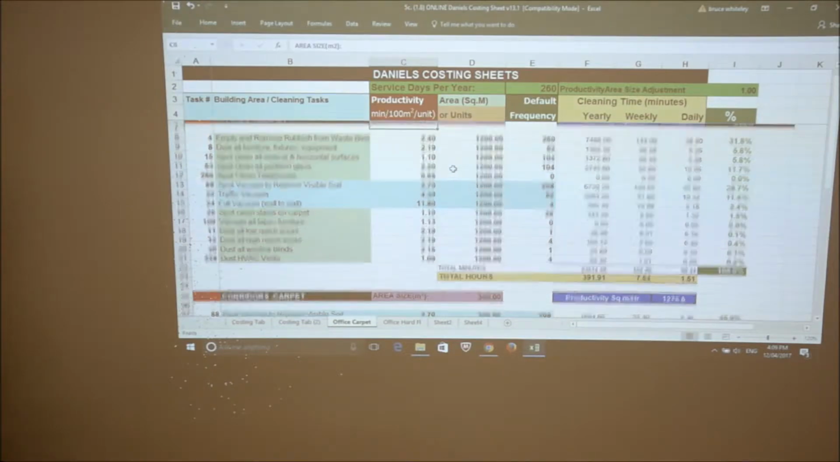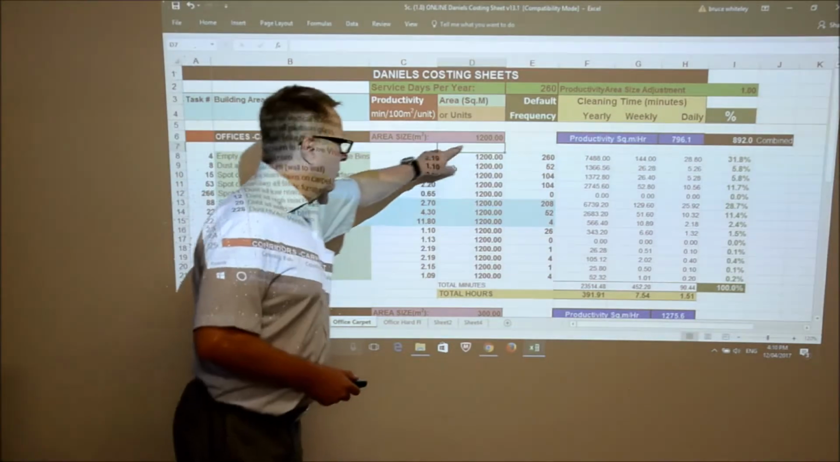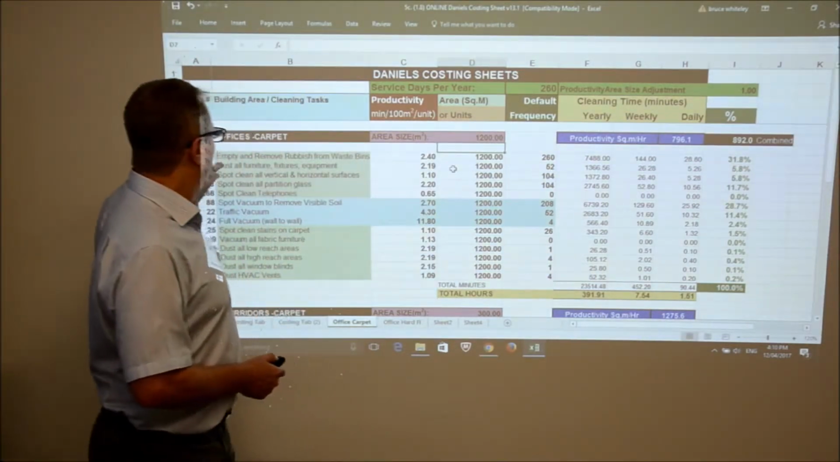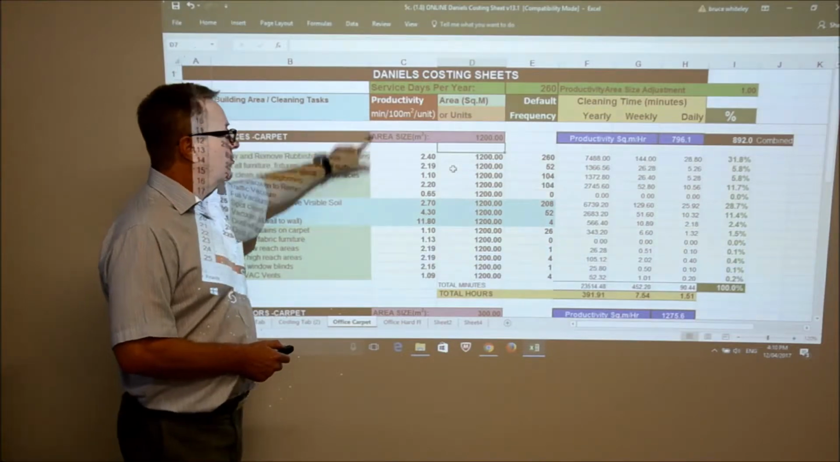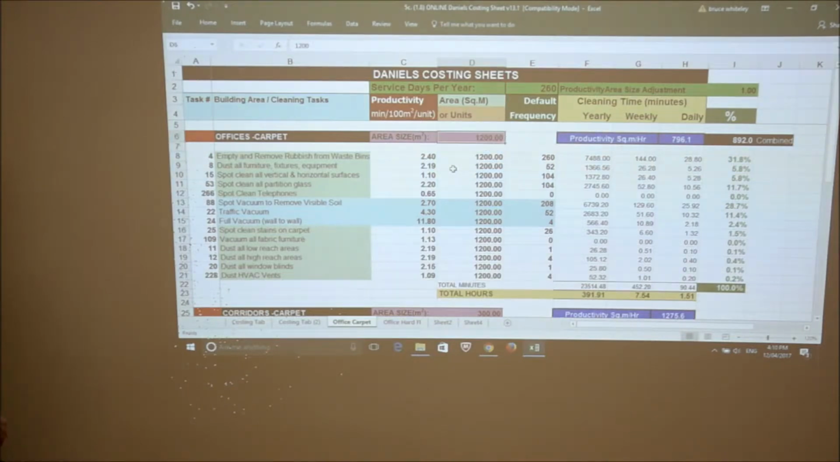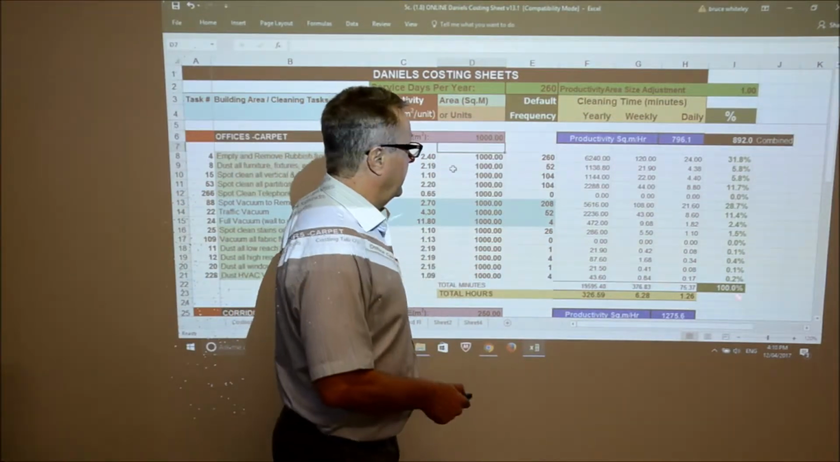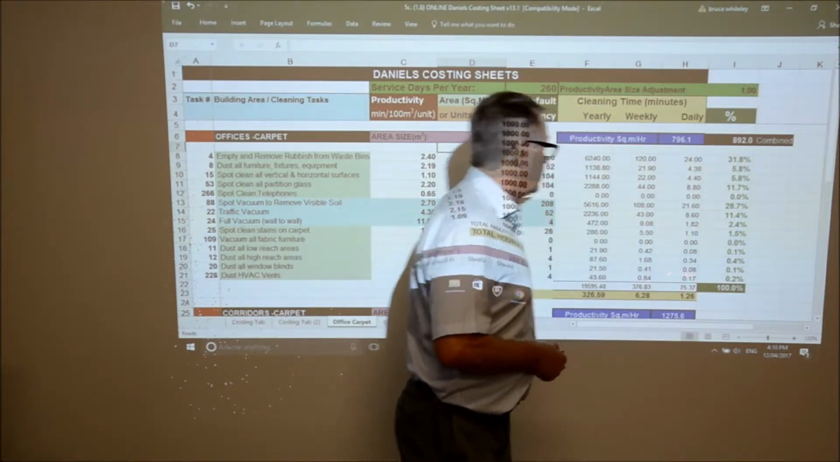Then we have the size of the area or the units. In here, we're going to input the size of the area. So in this case, we're going to input 1200 square metres, and that will be duplicated all the way down this column, because all the cleaning tasks are based on a productivity per 100 square metres. So if we change that to 1000, then all these are going to change, and our numbers and times are all going to change.